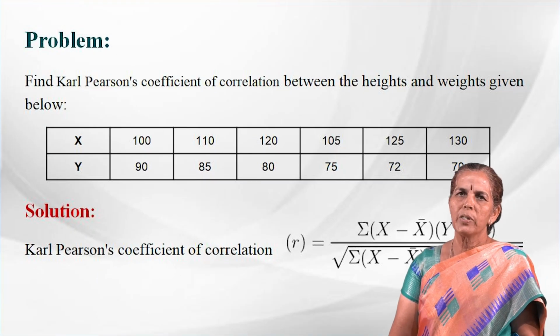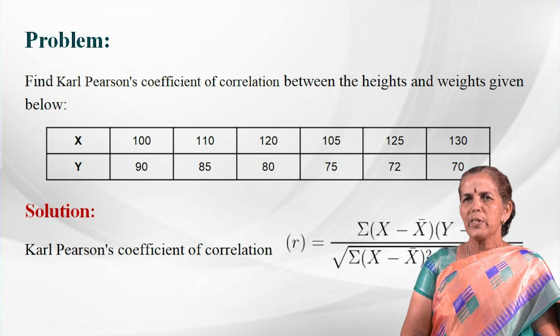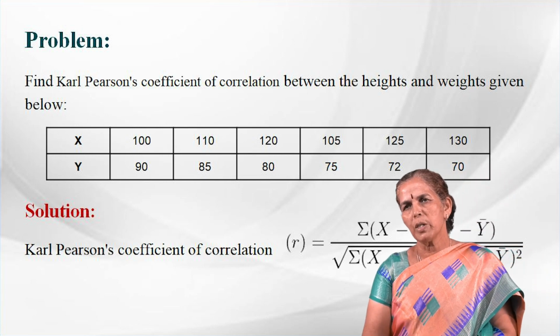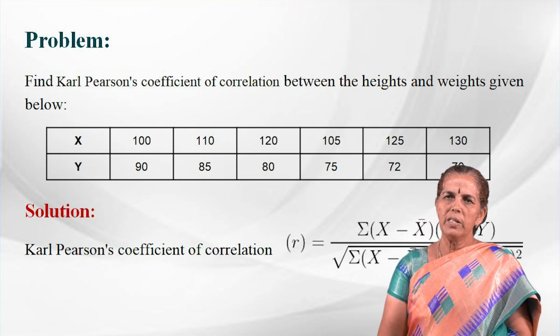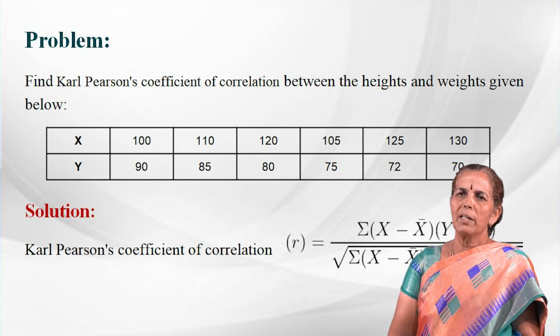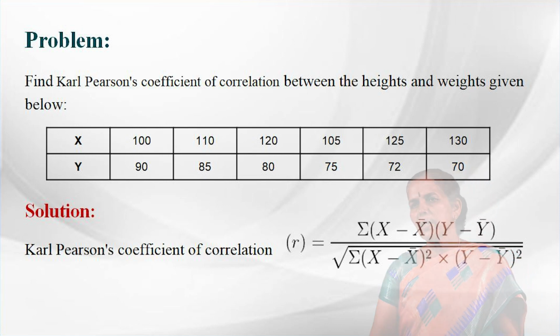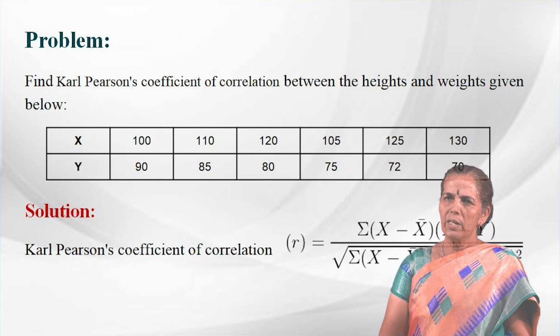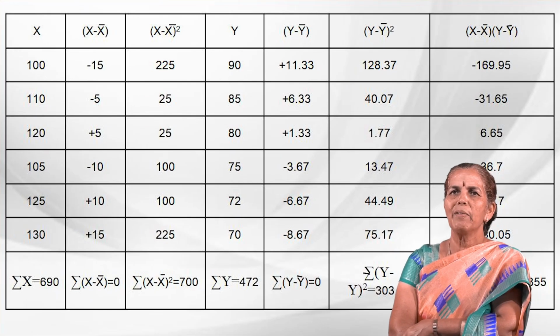Next, the problem part. We are taking only two variables, that is simple linear correlation. Then x takes the values 100, 110, 120, 105, 125, 130, and y takes the values 90, 85, 80, 75, 72, 70. We are using this formula, Pearson coefficient of correlation r equals summation of x minus x bar into y minus y bar, whole divided by root of summation x minus x bar whole squared into summation y minus y bar whole squared. Then we are writing the x values.